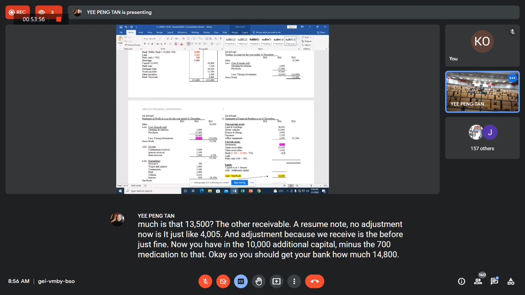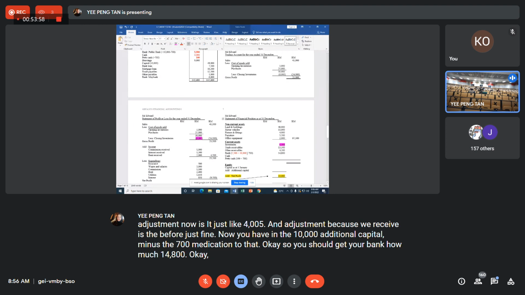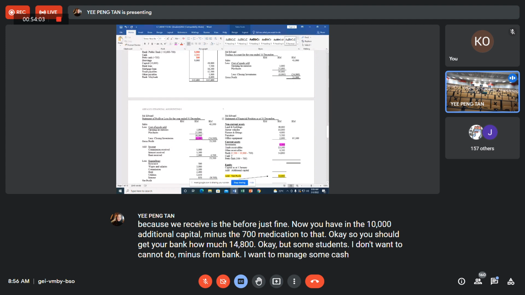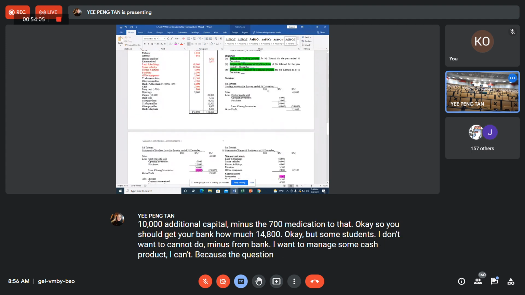14,800. Okay, but some students say, "I don't want to minus from bank, can I minus from cash?" For that, can, because the question never tells whether to reimburse from cash or bank.